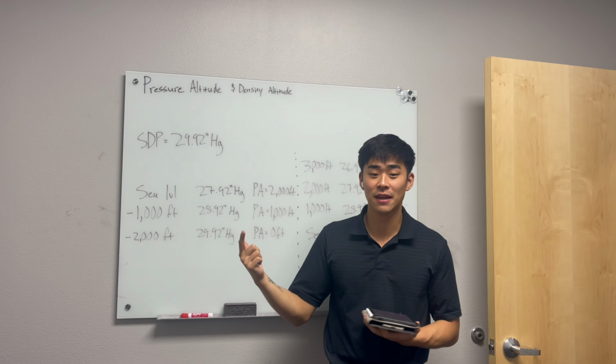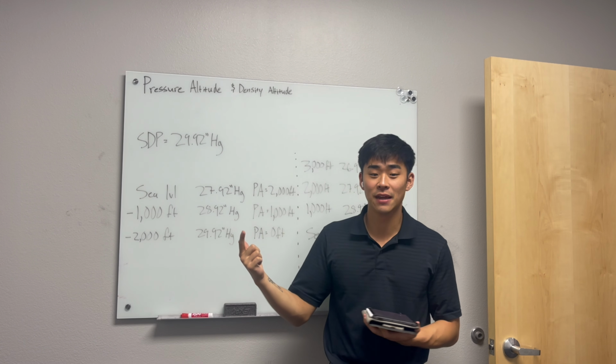Now, the pressure of the atmosphere in a given area is always changing. So we came up with a standard atmosphere that we can compare all those changes to. Standard atmosphere at sea level has a pressure of 29.92 inches of mercury and a temperature of 15 degrees Celsius.